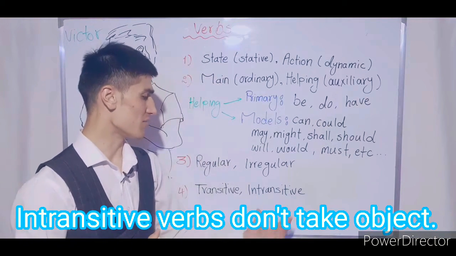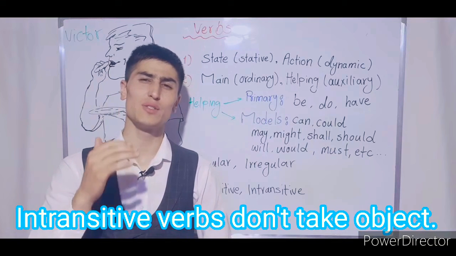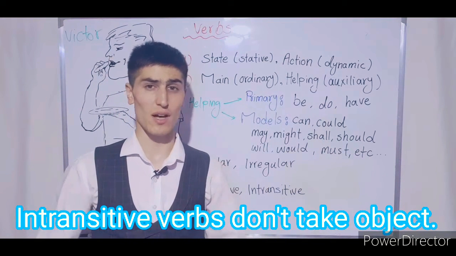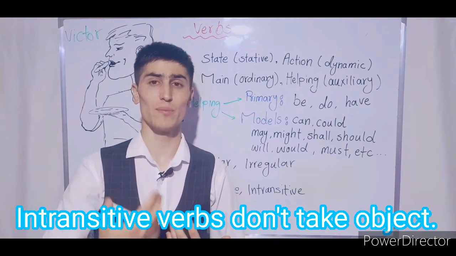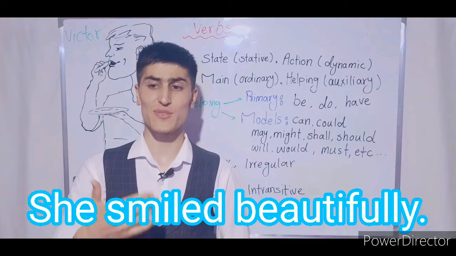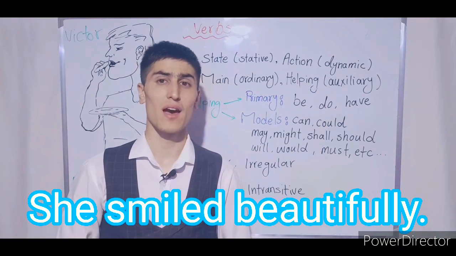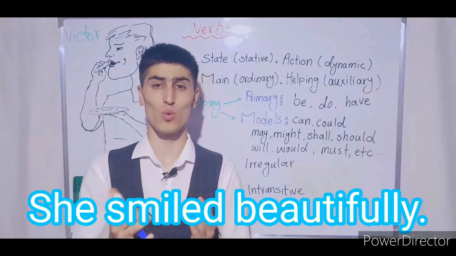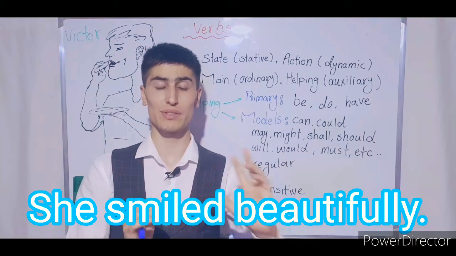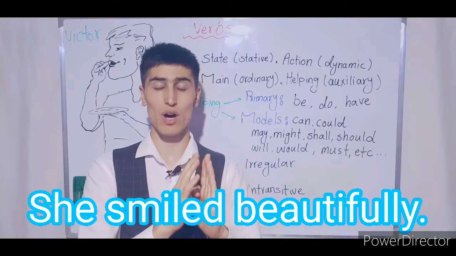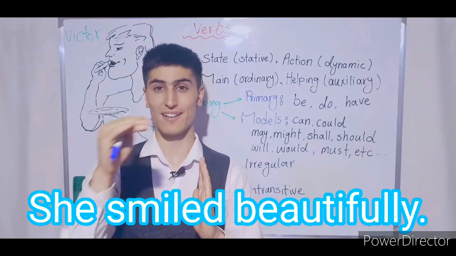Now, intransitive verbs are those verbs that do not take an object. Okay? They don't need an object. They can have a complete meaning without an object. For example, she smiled beautifully. Now, in this example, you can see that there is no object after the verb smile. Beautifully is an adverb. It describes the smile, but there's no object because you don't smile at something.